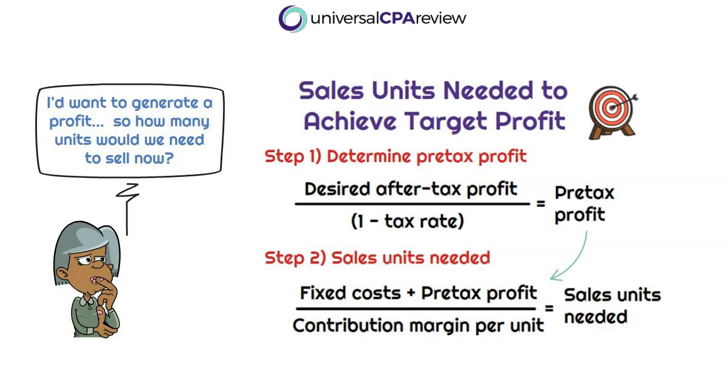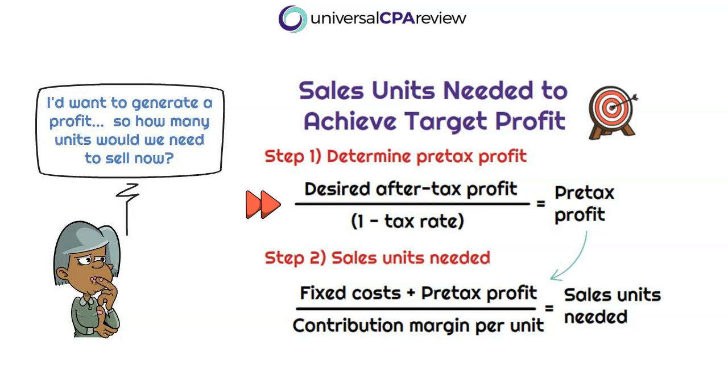And the thing with profit is they could either tell it to you after-tax profit or pre-tax profit. So we have a two-step approach that helps you solve regardless of what they give you, right? So assuming they give you an after-tax profit, well, we would have to perform step one, where we take the desired after-tax profit and divide by 1 minus the tax rate.